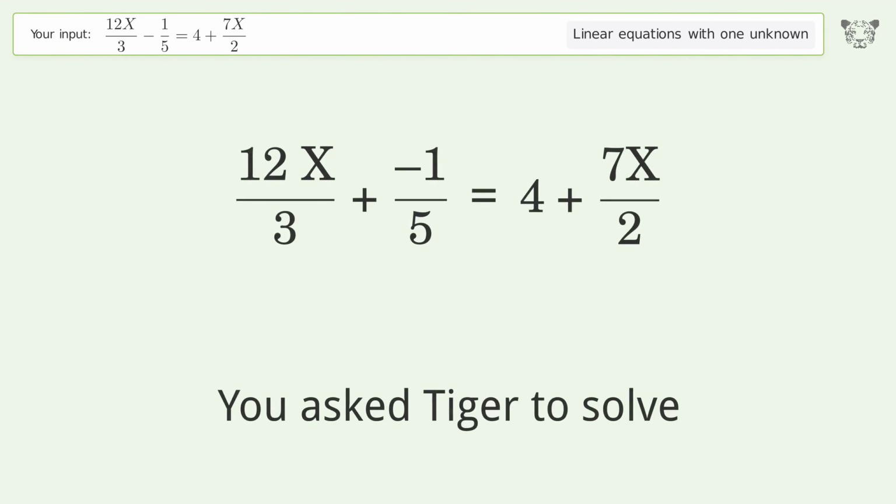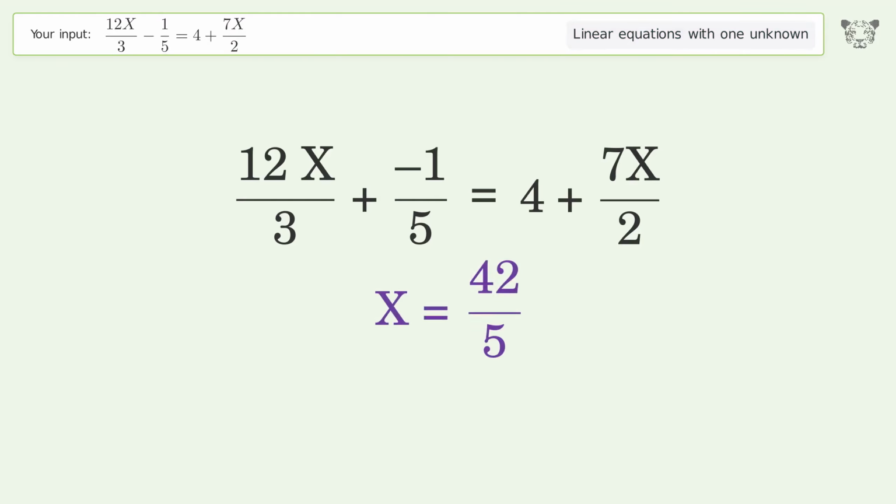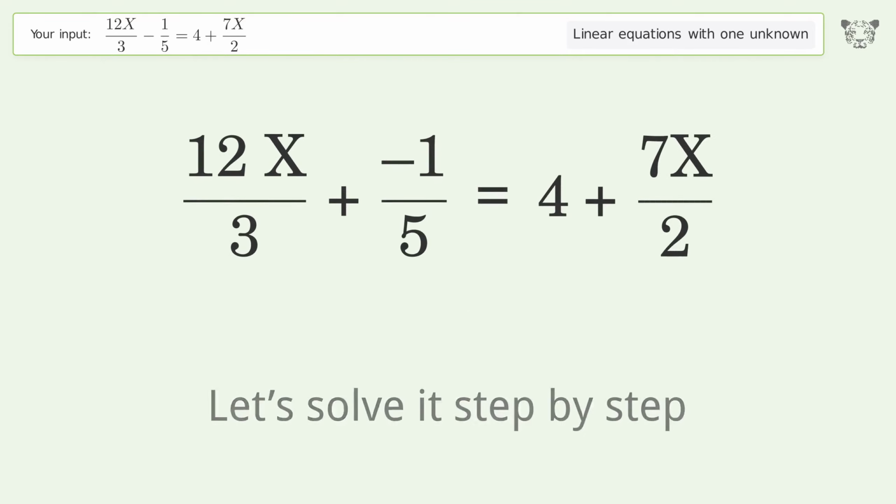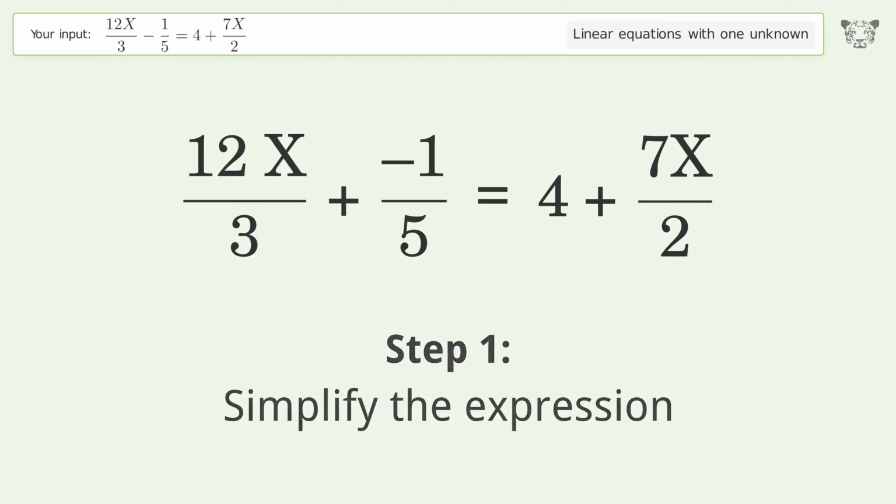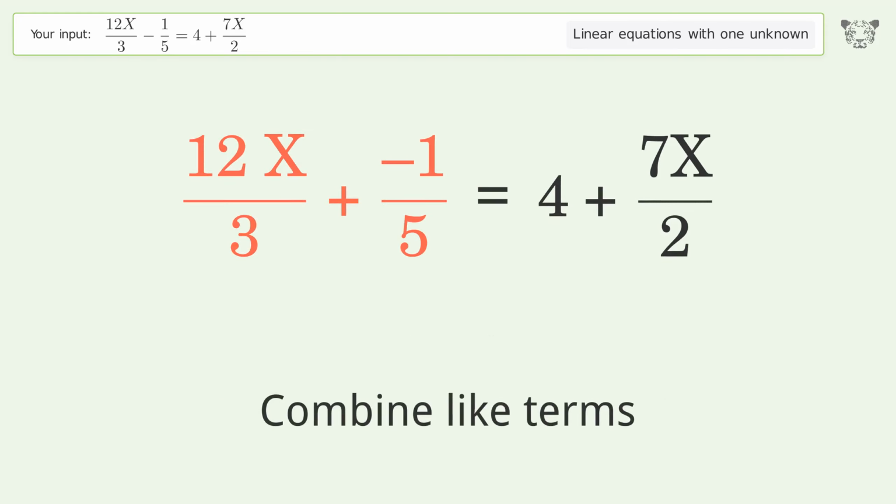You ask Tiger to solve. This deals with linear equations with one unknown. The final result is x equals 42/5. Let's solve it step by step. Simplify the expression. Combine like terms.